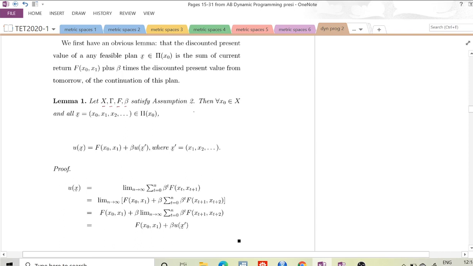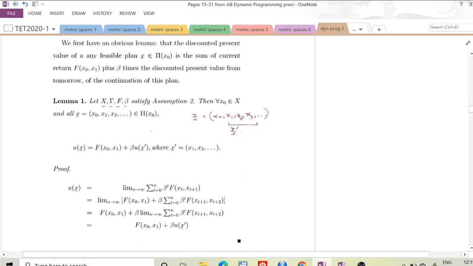Okay, so what is being said? We can read it in several ways. So x tilde is any feasible plan starting at x naught, with x1, x2, x3 and so on. And then when I look at that same plan starting at x1, I'm going to call that x tilde prime, okay?